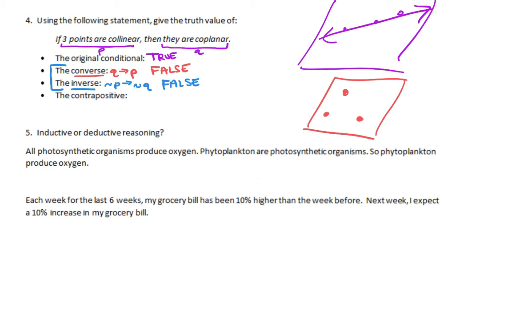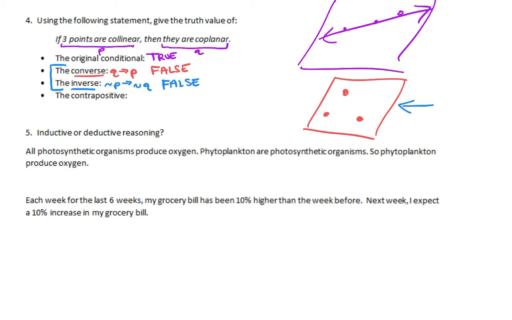If 3 points are not collinear, then they are not coplanar. Well, look at this picture. It's the same picture. 3 points that are not collinear, they're still going to be coplanar. Any 3 points would be coplanar because 3 points define a plane. So it is false.